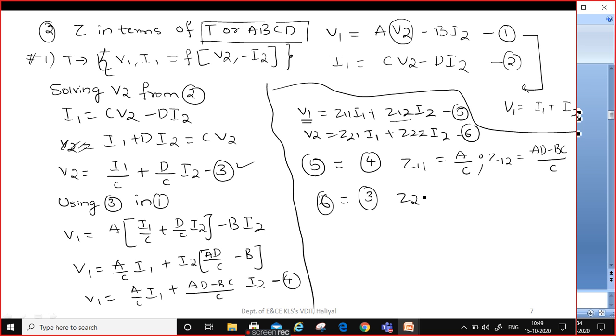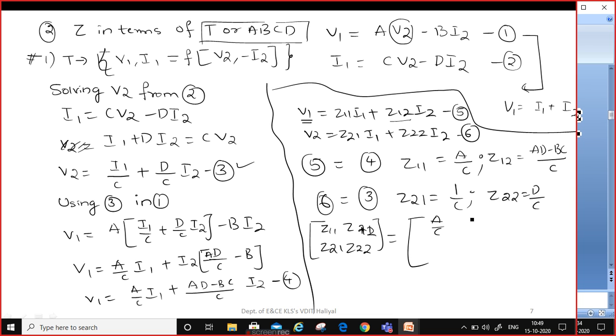So you will be able to get Z21 equal to 1 by C, and Z22 equal to D by C. So overall, at the end, you have expressed Z11, Z12, Z21 and Z22 as A by C, (AD minus BC) divided by C, then Z21 is 1 by C and Z22 is D by C. Okay, is that clear now?